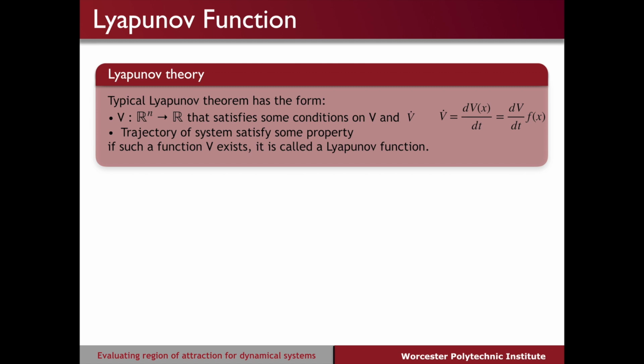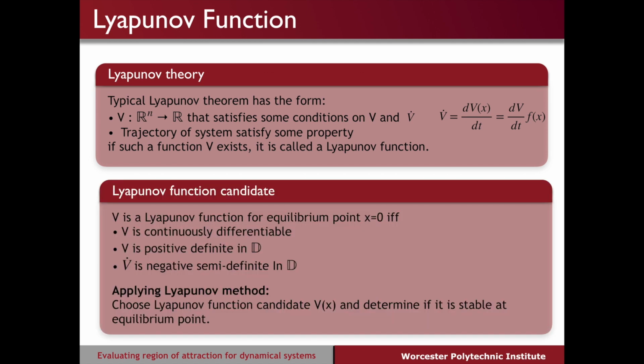Lyapunov theory is used to make conclusions about the trajectory of the system x dot equal to f(x) without finding the trajectory. A typical Lyapunov function has the form V: Rn to R, which satisfies conditions on V and V dot along the system trajectory. This function is called a Lyapunov function candidate as of now because we are not sure if it has the necessary properties to serve as a generalized energy function. It is a Lyapunov function if and only if it is continuously differentiable. So it has the continuity that we based our intuition on.